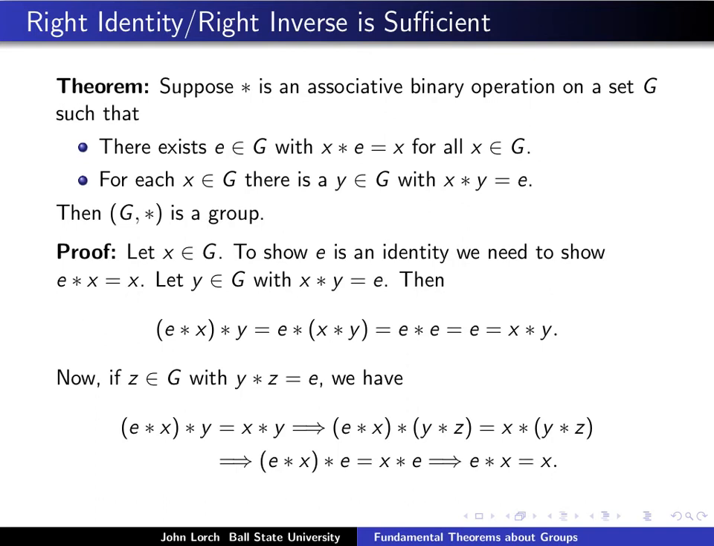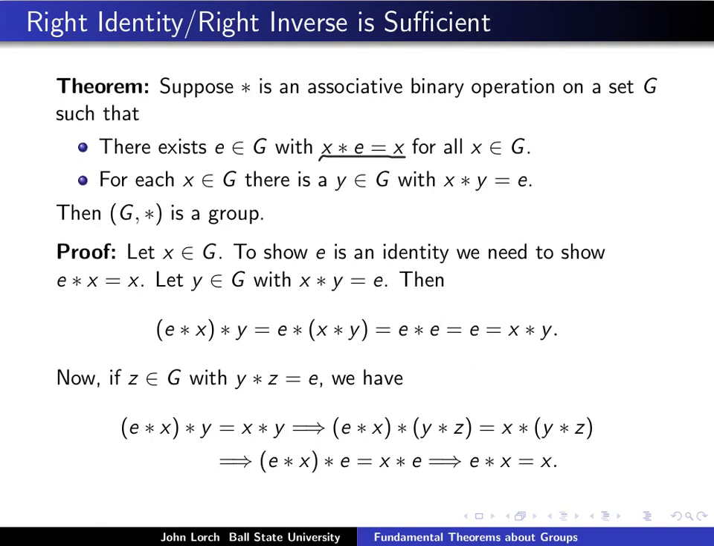So we finish this video with a theorem that slightly simplifies the properties we need to check to guarantee the set G with a binary operation is a group. So the theorem says, suppose we've got a set and we have an associative binary operation on that set. And let's also suppose we have a right identity. That is, we have an element E such that x star E equals x for all x in G.